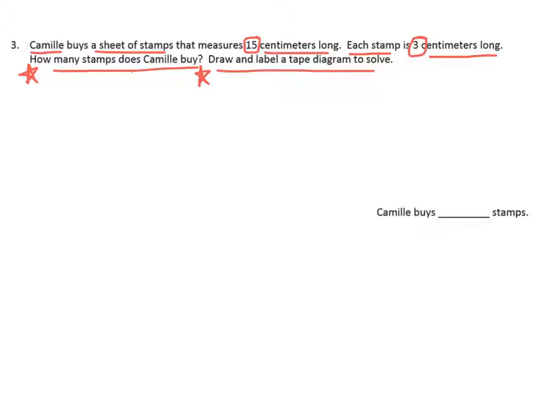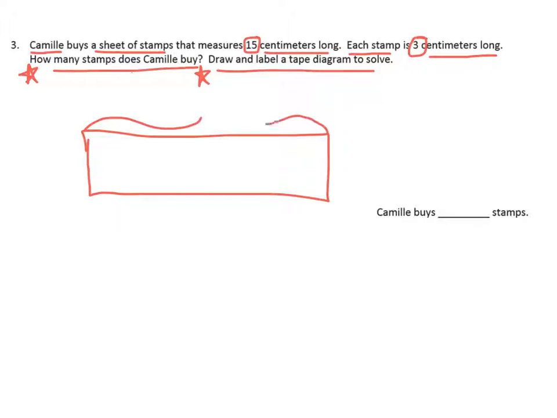It says that she buys a sheet of stamps that measures 15 centimeters long. So I'm just going to draw a sheet, or a tape diagram. I am going to label the whole thing as 15 centimeters because that's how long the entire sheet of stamps is. Each stamp is 3 centimeters long. So I'm just going to make a portion of the rectangle and write 3 centimeters in the box. So let's say that that was 1 stamp.